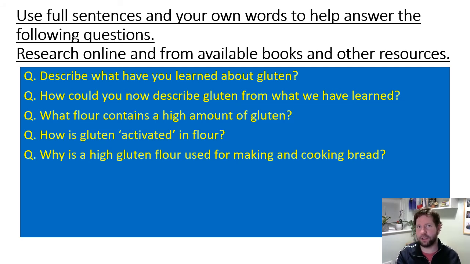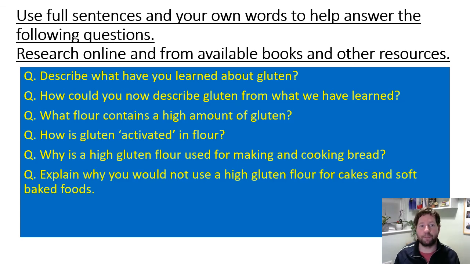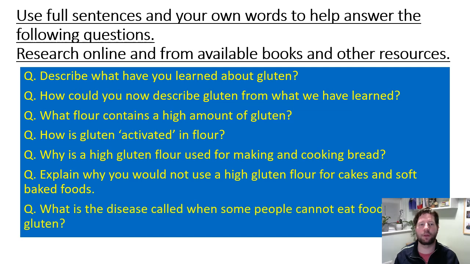Again, go back on the research that we were doing before, go back on this PowerPoint, go back on resources, have a little look through, research a little bit. It all goes towards it. And explain why you would not use a high gluten flour for cakes and soft baked goods. So why is gluten not so good? Why aren't we using bread flour for things like scones or cakes? Surely then you could just use a flour for anything, just pick a flour off the shelf and use that. Why don't we do that? Why are there specific flours?